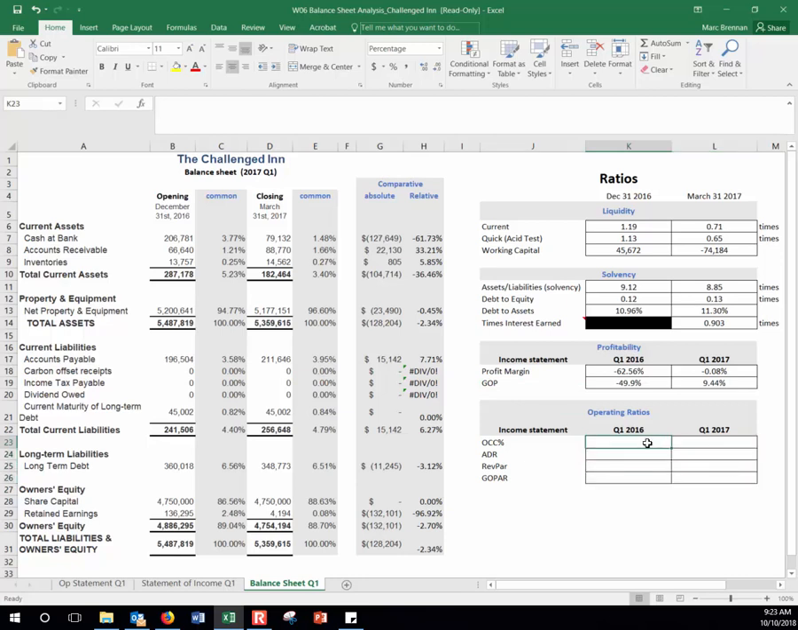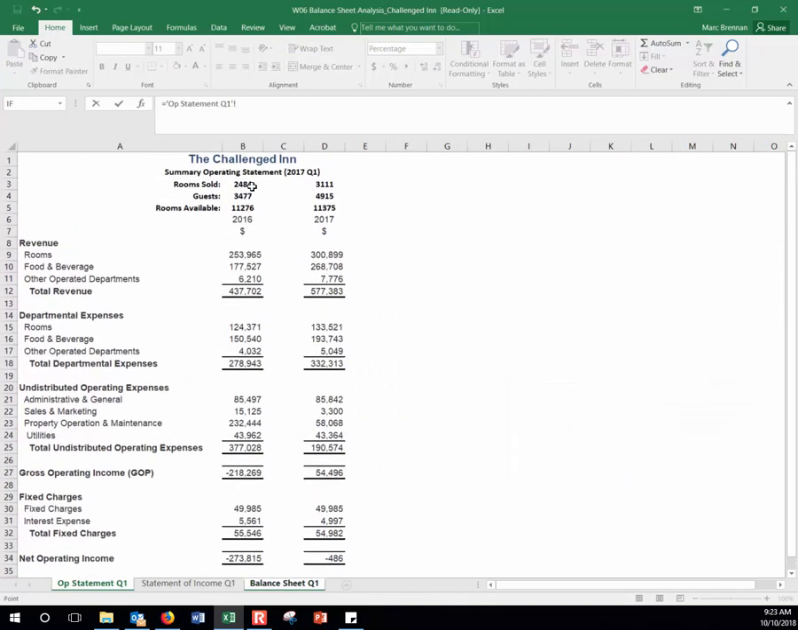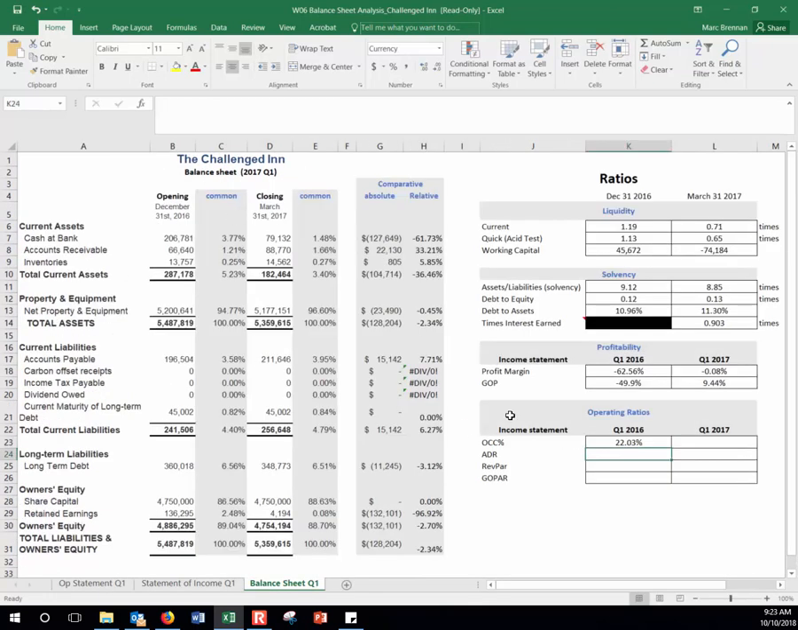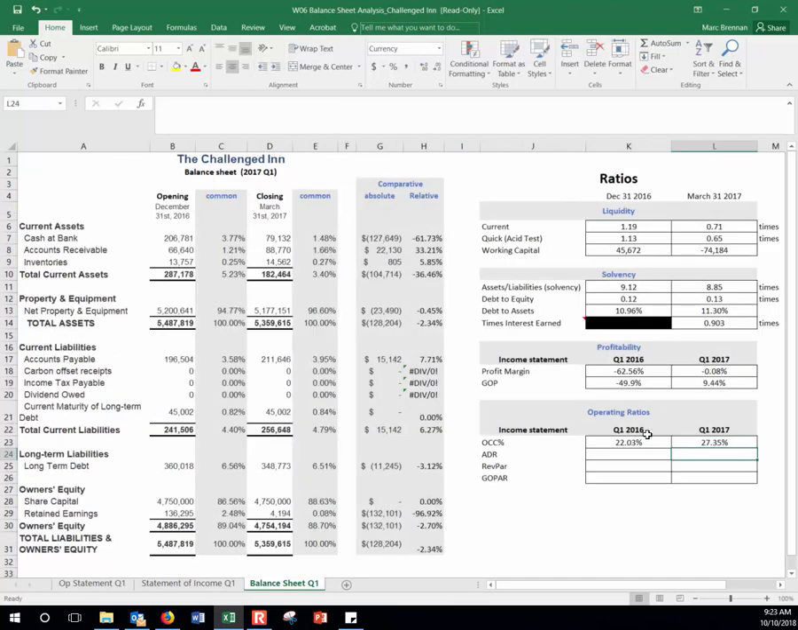You should feel comfortable with this, but our occupancy percent is simply how many rooms we sold, not how many guests we had, how many rooms we sold divided by rooms available. Okay. For this quarter, how many rooms we sold divided by how many rooms available. Okay. So our occupancy percentage was better.